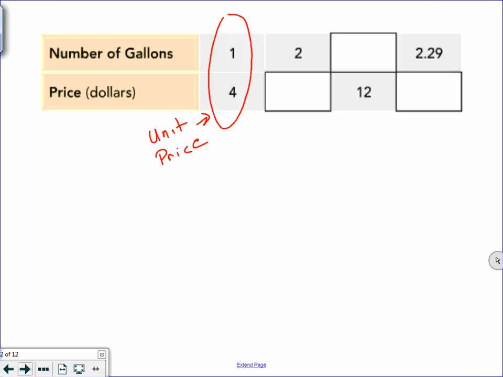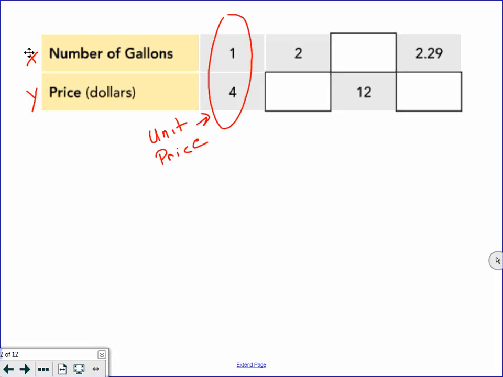Okay, so we're starting with this table, and you'll notice I already have written here unit price, because the unit price is the cost for one item, or for one quantity of something. In this case, it's gallons. Now one thing we're going to start off doing right away is the top row. In this case the number of gallons is going to be my X. The price is going to be my Y. We're just going to get used to doing that right now. Later on we're going to see why that is, but right now we're just going to get used to doing it.